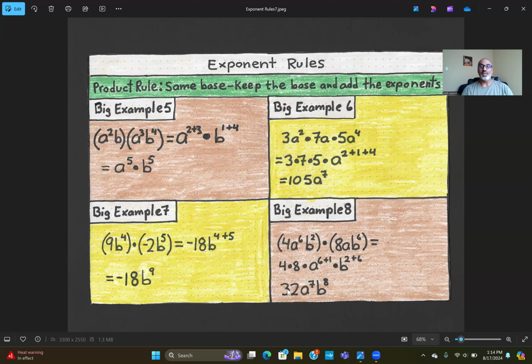And so now we have 32, because 4 times 8 gives us 32. A to the seventh power, because 6 plus 1 would give us 7. And b to the eighth power, because 2 plus 6 would give us 8.